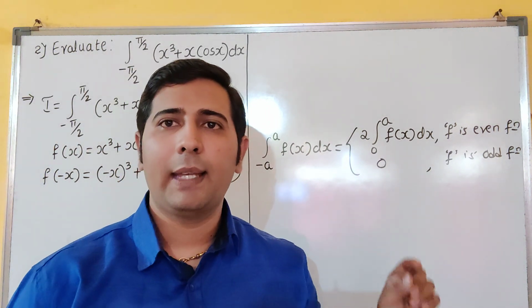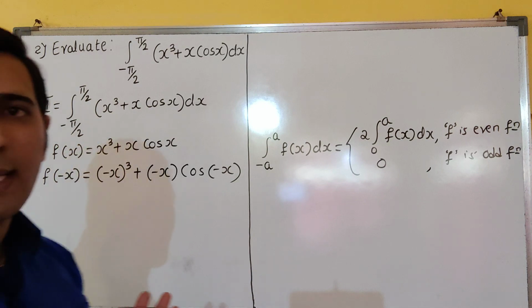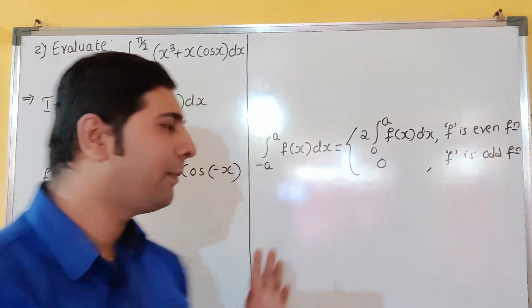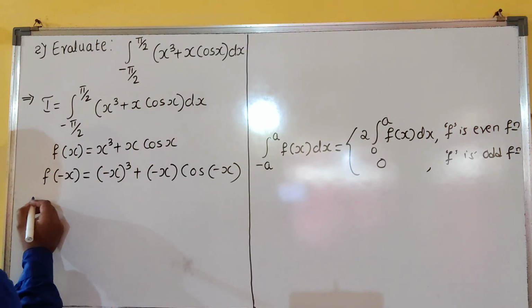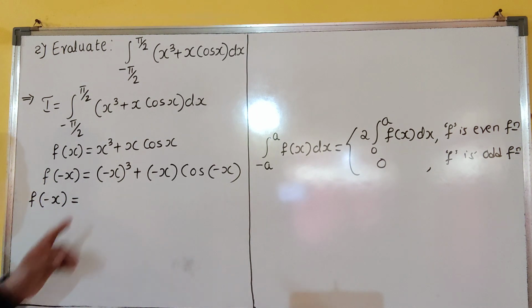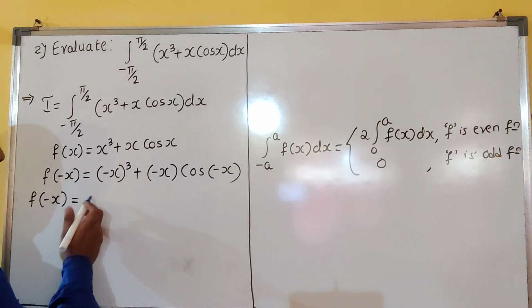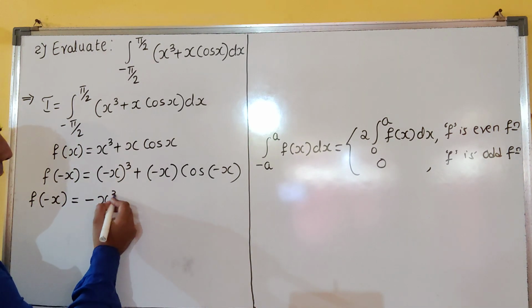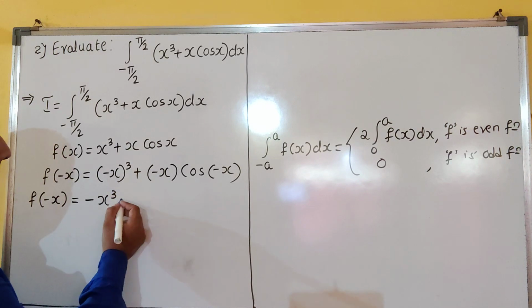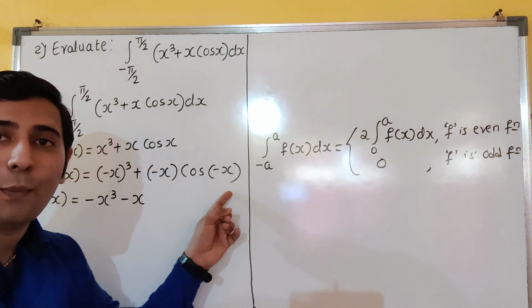Understood? x cube minus x, f of minus x is inside. See here what will happen. Minus x whole cube is what? Odd power means negative comes only: minus x cube, plus into minus minus x, this is minus x, cos of minus x.